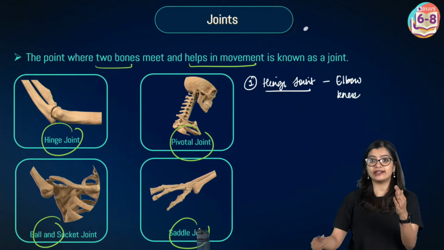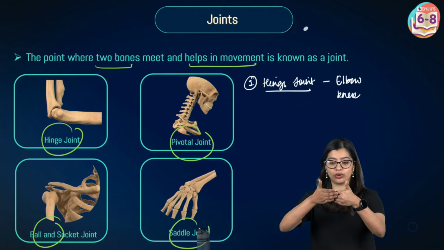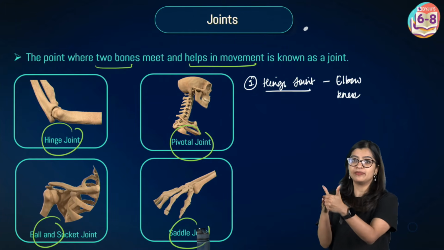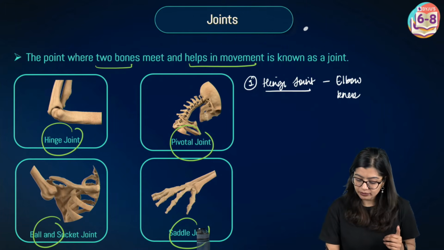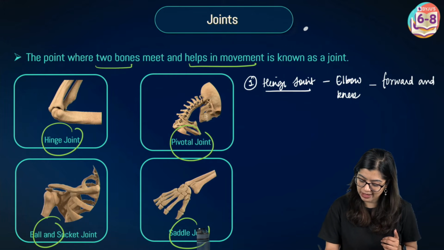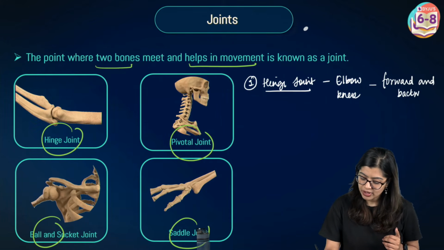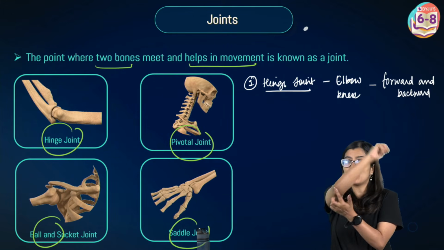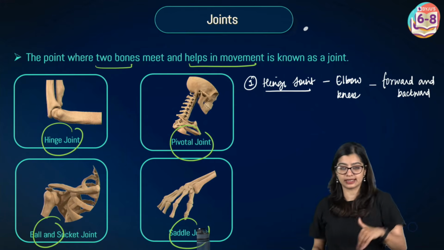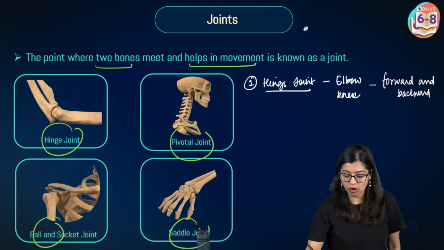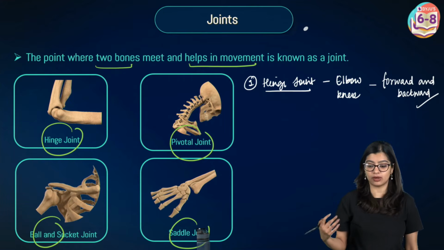Now here the joint is attached like that of a door, right? So we see that there is one bone which is attached in a fashion where only forward and backward movement is possible. You cannot rotate your knee or your elbow 360 degrees, right? Which is why the common type of movement we find is forward and backward.